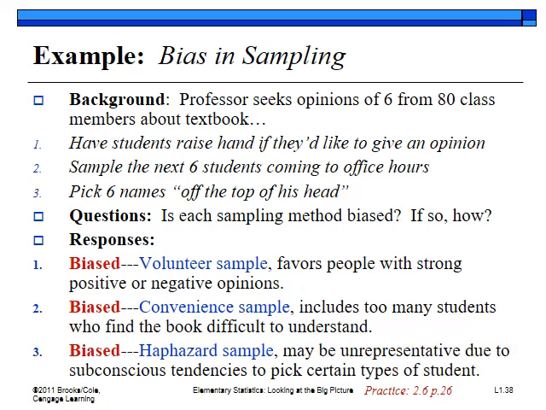The third situation is a haphazard sample. Picking 6 names off the top of his head would result possibly in a biased sample, in that perhaps the professor is thinking of those 6 students because they're the ones who come to office hours most often.